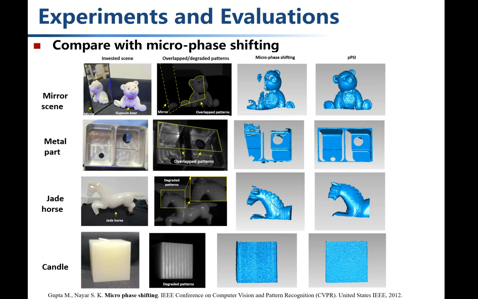We also compare the macro phase shifting method with PPSI. The macro phase shifting method cannot reconstruct complete 3D data for the interreflection scenes. For the translucent scenes, there are always ripple errors in the data.